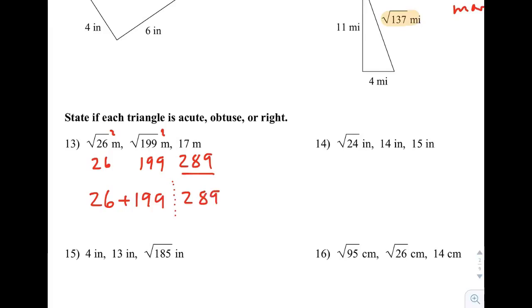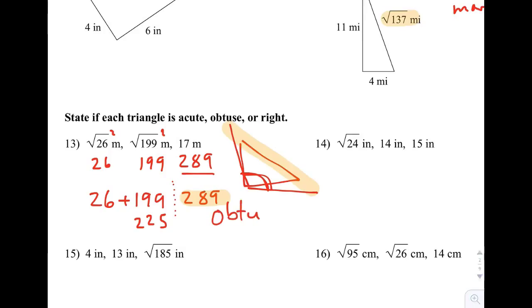Well, when I add those up, I get 225 over here. And I have 289 over here, meaning this side here is too long. So if you imagine that supposed right triangle, but this side is too long, meaning that that's going to stretch out this picture, making this angle too big or obtuse.